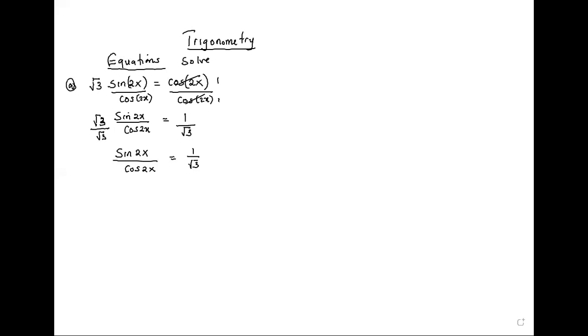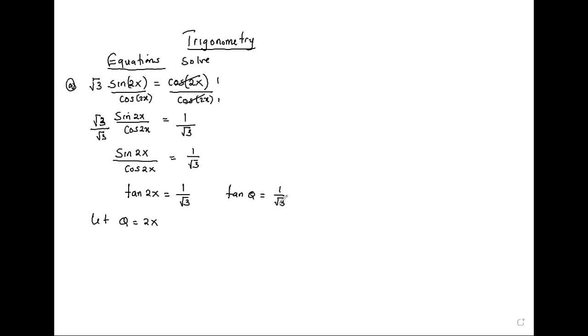You say, what is sine over cos? This is tan. Tan 2x is equal to 1 over √3. Let theta be equal to 2x, so that now we have tan theta is equal to 1 over √3.